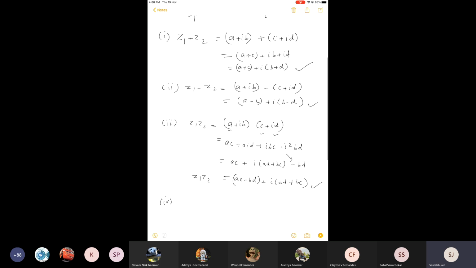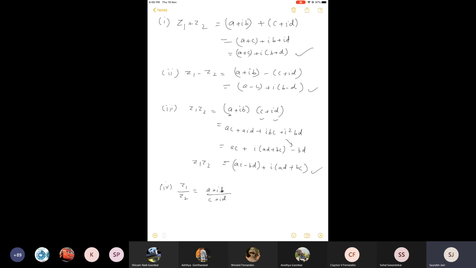Finally, if we have to divide two complex numbers, z1 by z2, so a plus iota b upon c plus iota d. But basically, this is not the answer. I have to write the answer in the simplest form. So, based on the previous class, can anyone tell me what will be the next step that we should do here? What should be the next step? A plus iota b upon c plus iota d. How to actually simplify it?